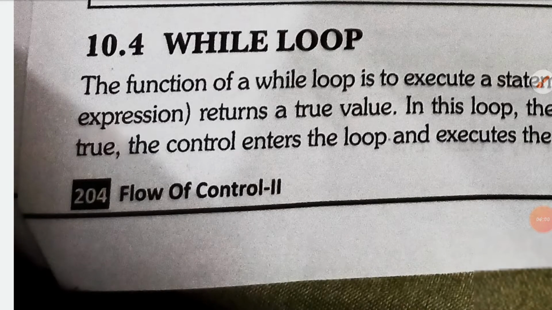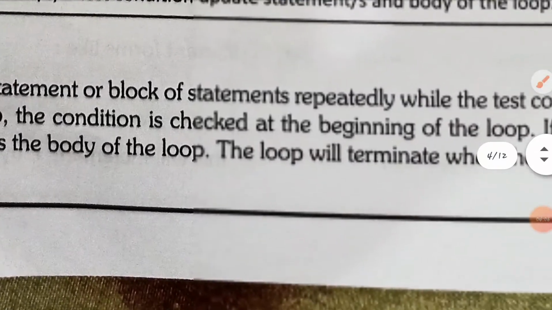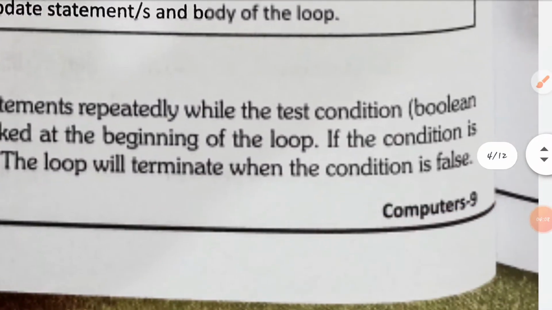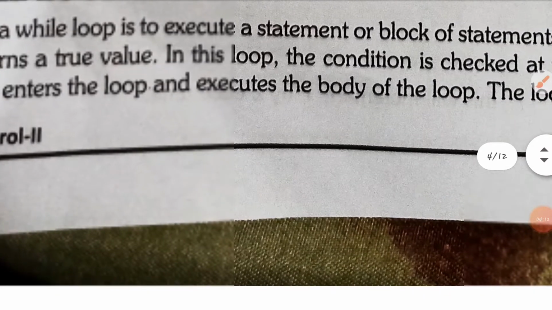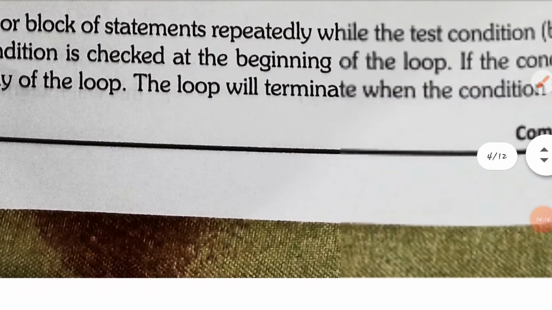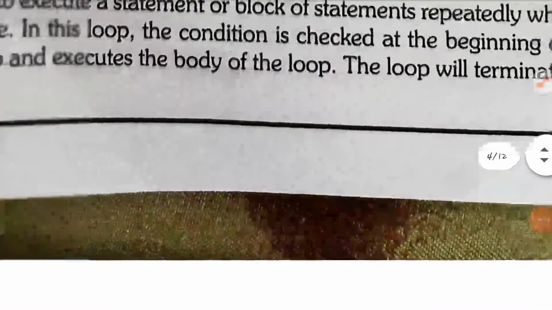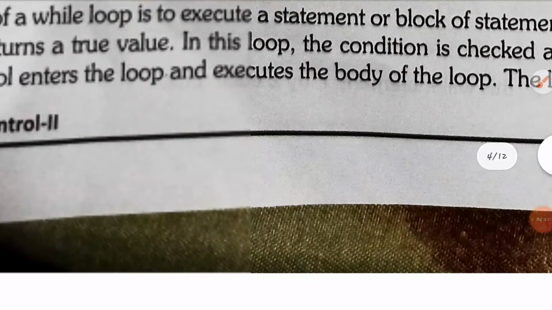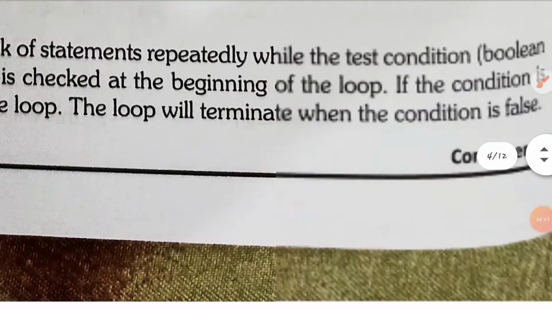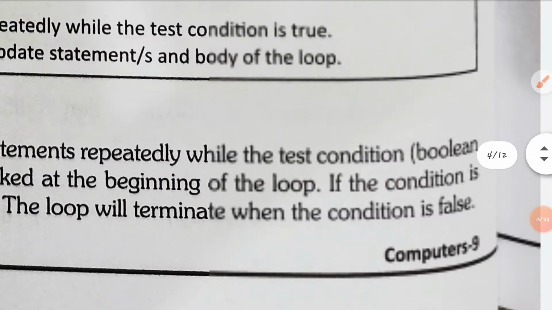The function of a while loop is to execute the statements or block of statements repeatedly while the test condition, that is a boolean expression, returns a true value. In this loop, the condition is checked at the beginning of the loop. If the condition is true, the control enters the loop and executes the body of the loop. The loop will terminate if the condition is false.